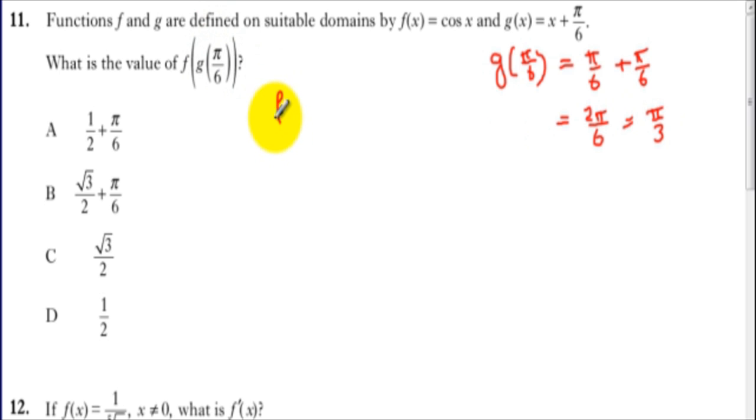We now want to apply f to this. So it's f of g of pi by 6. So that's f of pi by 3. F of pi by 3 is cos of pi by 3. And cos pi by 3 is an exact value, which is the same as cos 60, which is a half. So the answer is D.